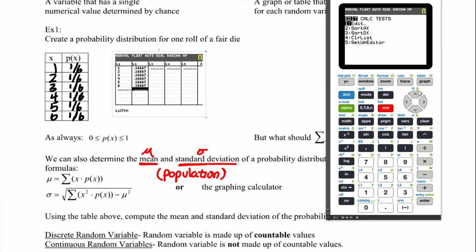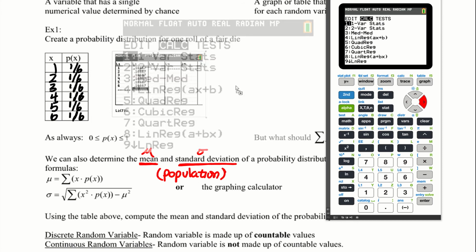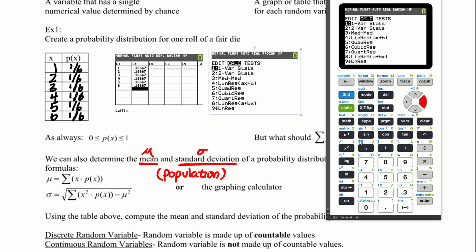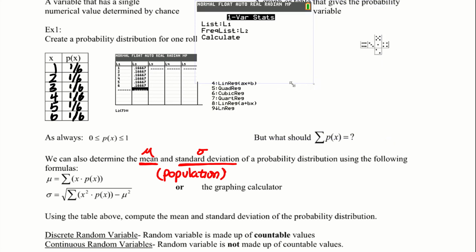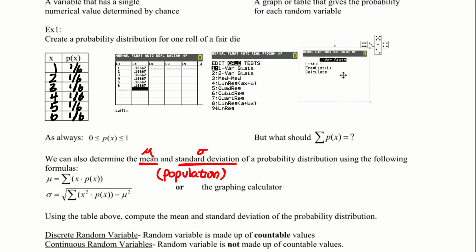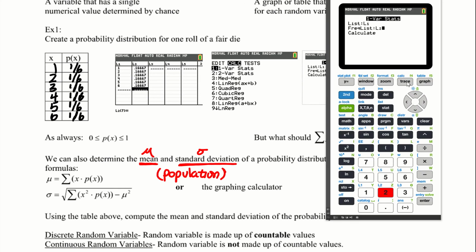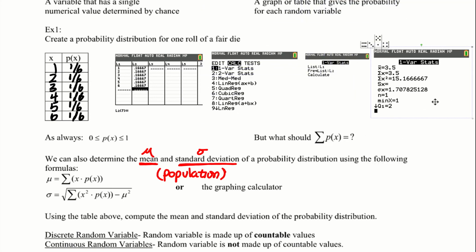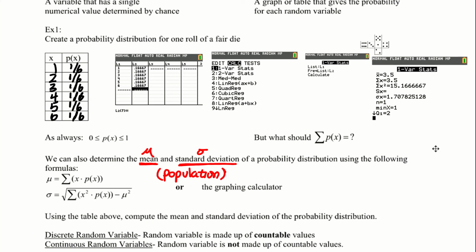So anyway, quit out of here. Stat, Calc, option 1. All right, so just like in the previous unit, hit enter. It asks us for a list 1. Frequency list is my list 2. If you have one of the older calculators, you might have to type in L1 comma L2. Hit calculate, and it gives us this display, which is very familiar because if we needed the median, the standard deviation, the 5-number summary, all that stuff, we were getting it from here.